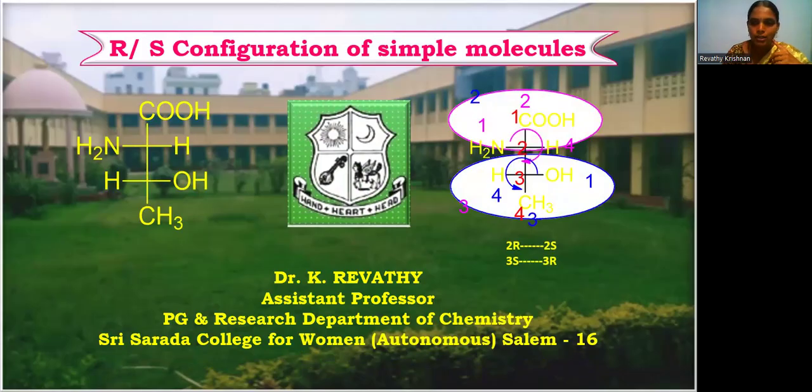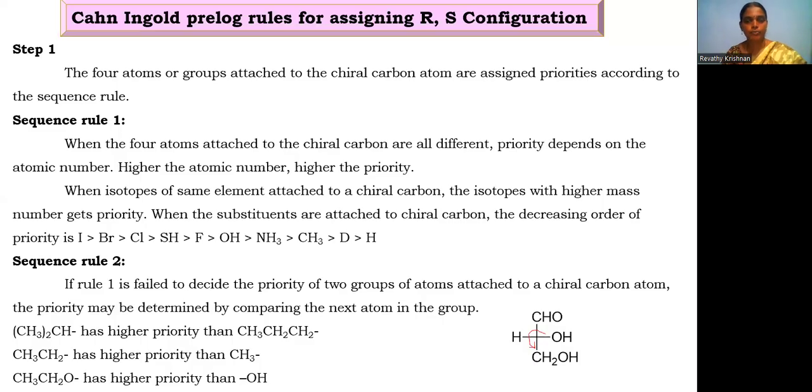We know that chiral compounds are very important in today's drug discovery field. For that kind of chiral compound, we can assign the configuration R or S. How we can assign the configuration of some simple molecules can be learned from this video. Let us start the session.